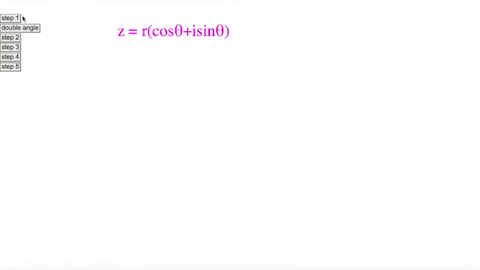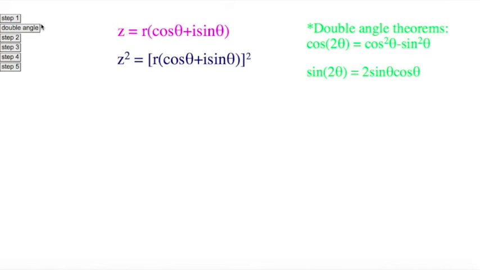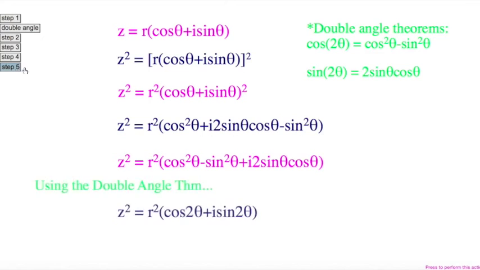We found that in polar coordinates, z equals r times cosine theta plus i sine theta. What do you think would happen if we squared both sides in polar form? Use your knowledge about squaring equations to see what you find. A helpful hint is to note the double angle formulas, which state that the cosine of 2 theta equals cosine squared of theta minus sine squared theta, and sine of 2 theta equals 2 times sine theta times cosine theta. You have most likely either seen or used these theorems in previous math classes. Pause the video in order to work.